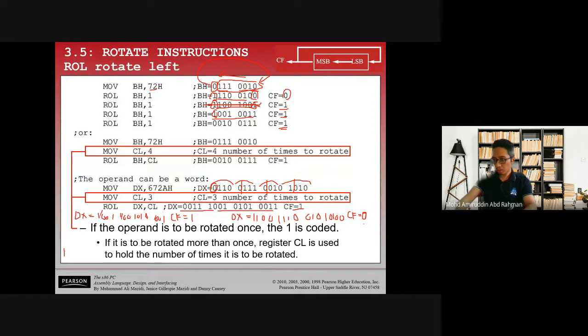So we divide this. You will have 0, 0, then 0, 0, 1, 1, and we have one over here. 1, 0, 0, 1. Then you have 0, 1, 0, 1. And then the last one we have 0, 0, 1, and 1. So that's correct. That's for ROL.